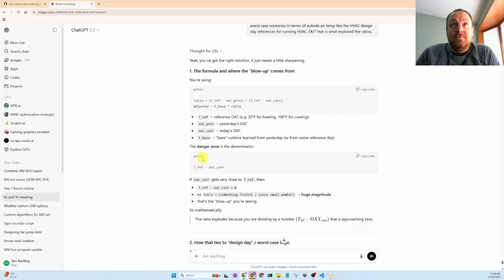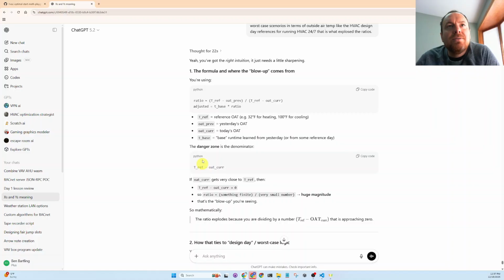Ooh, I got it. Yes. Okay. You've got it, it just needs a little sharpening. The formula and where the blow up comes from. The ratio, adjusted. Tref references the outside air temperature. Yeah, so these are like our design day parameters. Previous outside air temperature, current T base is the runtime learned from yesterday. So that's our minutes calculations.